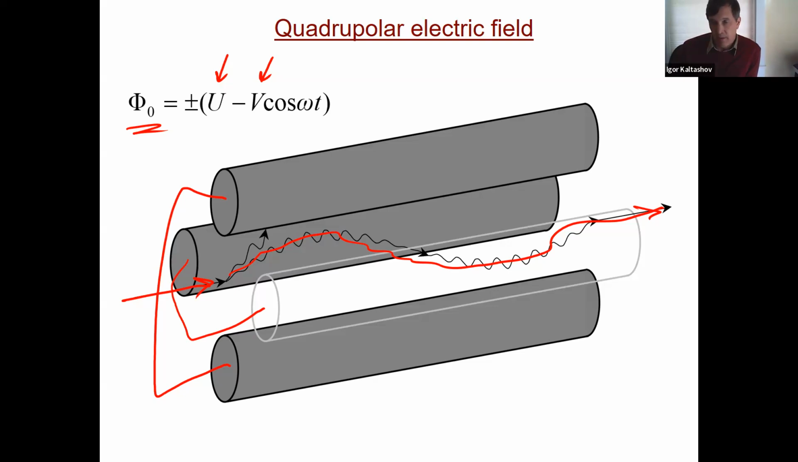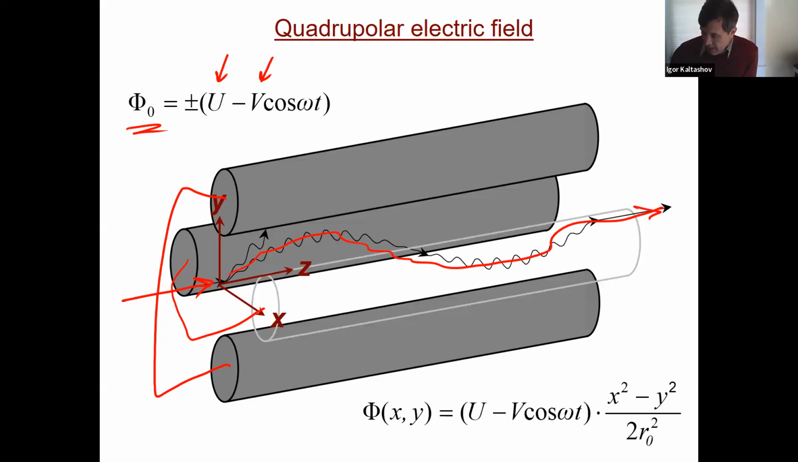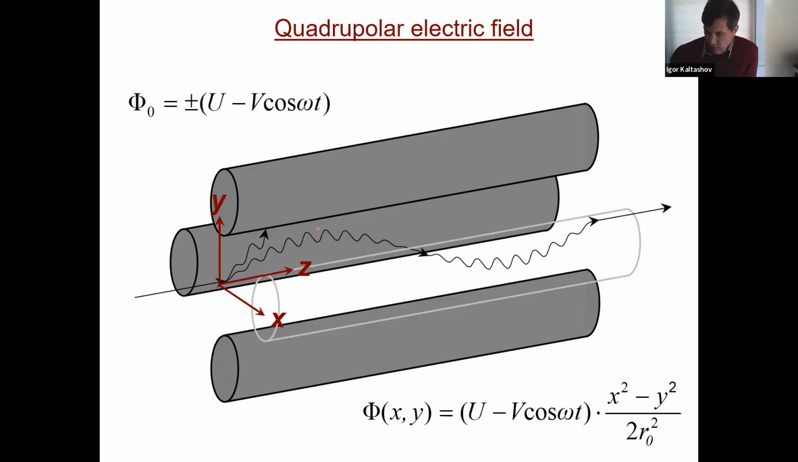So why does it happen? For those of you who like math, I will show a couple of expressions. There is no need to memorize them or even focus too much on them, because this is not the point of our discussion. But this expression here shows the distribution of the field inside the quadrupole assembly. Notice that it doesn't have any Z component, right? There is no Z component here. It's only X and Y. So you create an ideal quadrupolar field.